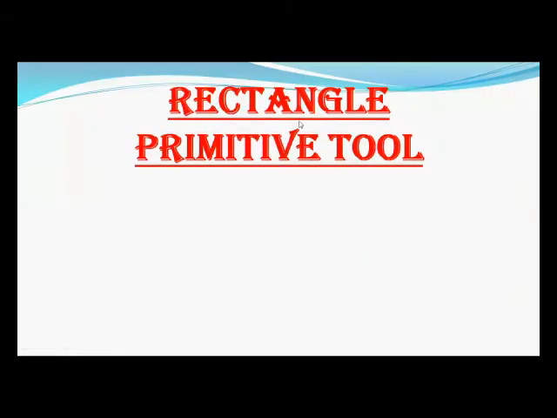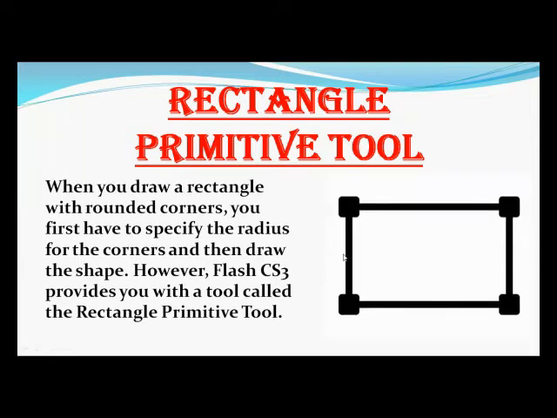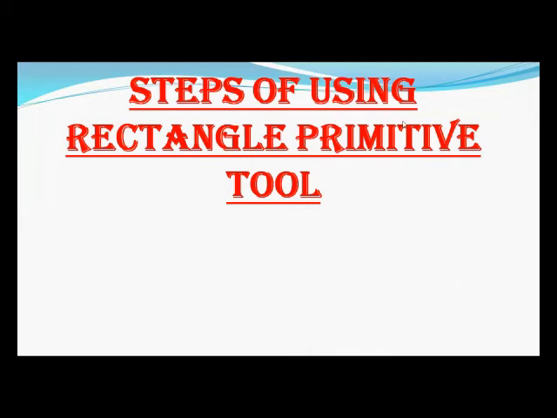Now the rectangle primitive tool. When you draw a rectangle with rounded corners, you first have to specify the radius for the corners, then draw the shape. However, Flash CS3 provides you with a tool called the rectangle primitive tool. Now, this is the icon of the rectangle primitive tool, and it is used only when you want a rectangle with rounded corners.